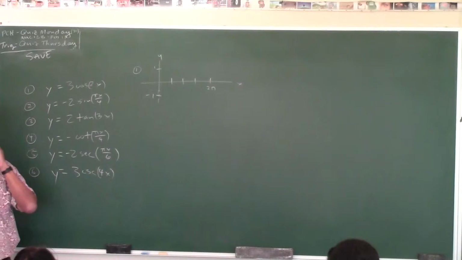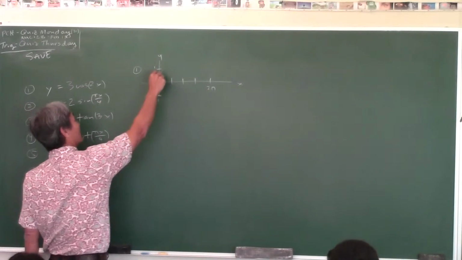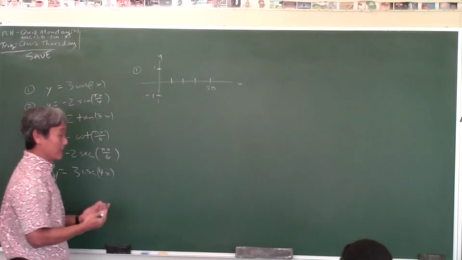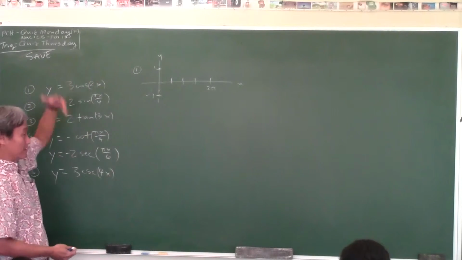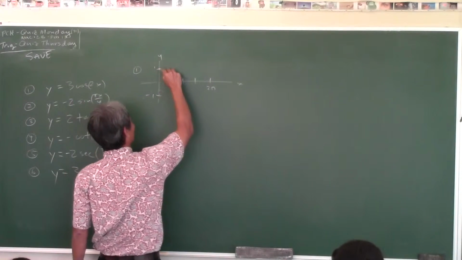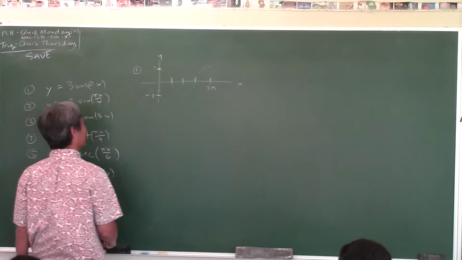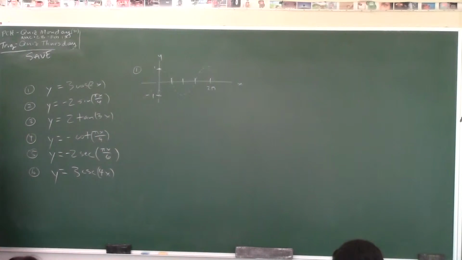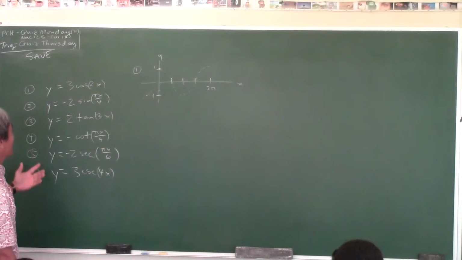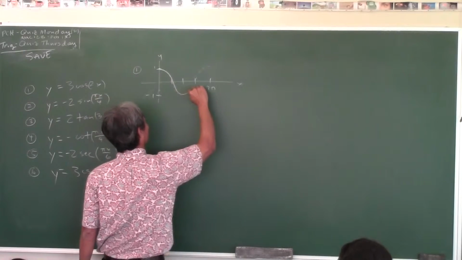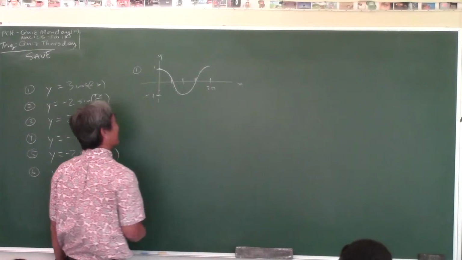Where does cosine start? A, B, or C? A. Everybody starts there? Yeah, because think about it. Cosine of 0 is 1. Right, so it's gotta be 1. And then it goes like this. How come I'm drawing a dotted line? Because it's the original. It's the parent graph. Well, actually, we could have done a solid line. Okay, that's 1 period, right?